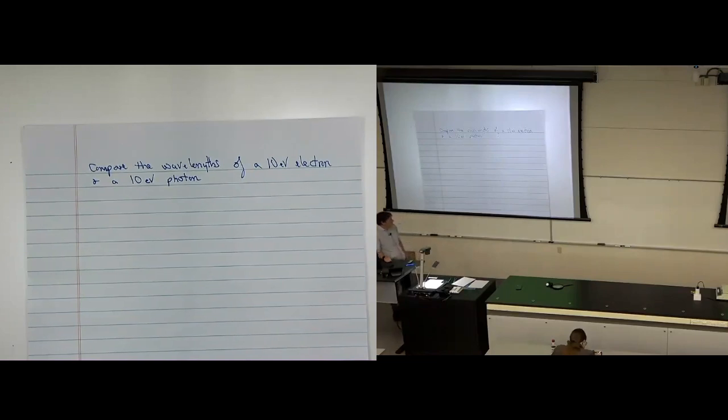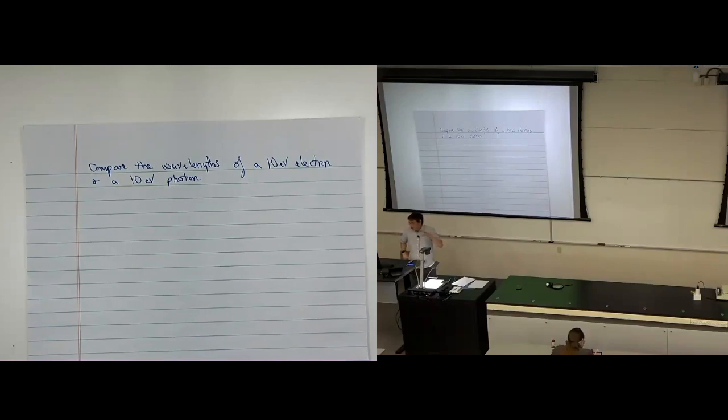So in this problem here, if there's any hope that you can read my writing, I'm asking us to compare the wavelengths of a 10 eV electron and a 10 eV photon. Why am I asking us to compare the wavelengths of the 10 eV electron and the 10 eV photon?